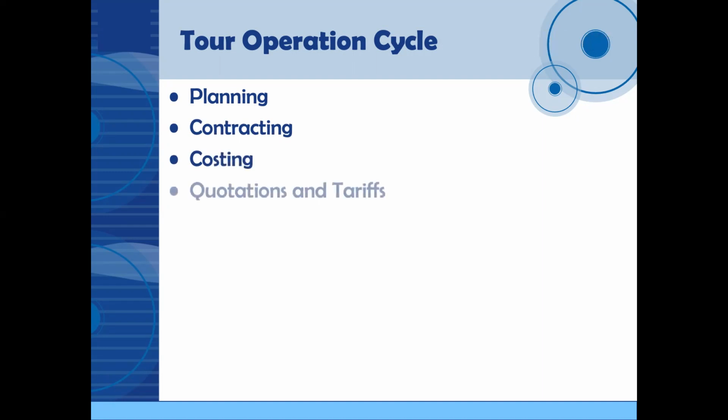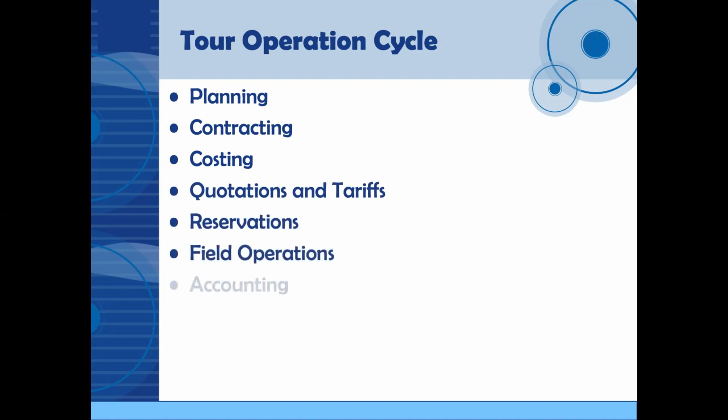Okay, so what are the tour operation cycle? So number 1 is the planning. Number 2, contracting. Number 3 is costing. Next is quotations and tariffs. Next is the reservations. Next is the field operations, accounting, evaluation. Okay, so again, planning, contracting, costing, quotations and tariffs, reservation, field operations, accounting, and evaluation. So amo ina ang tour operation cycle naton.